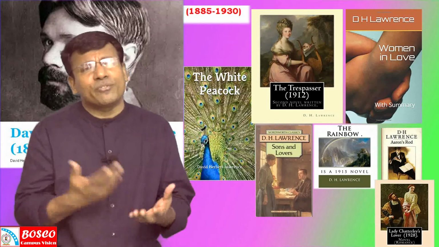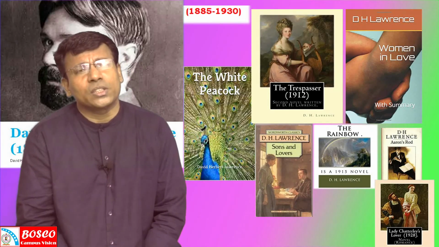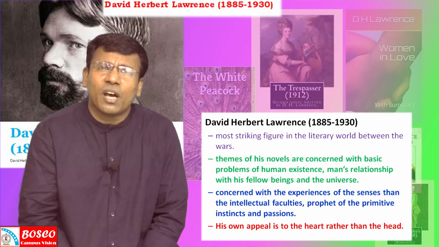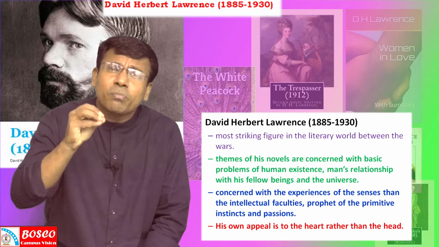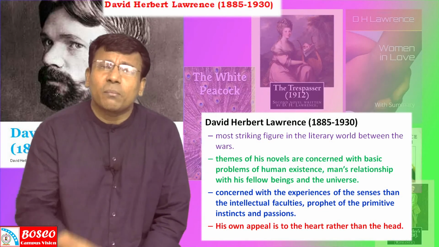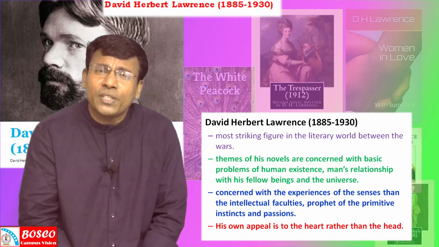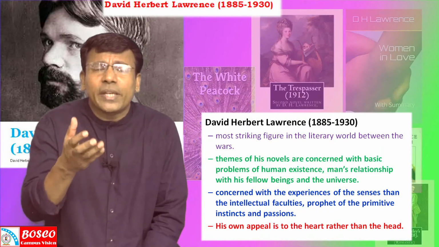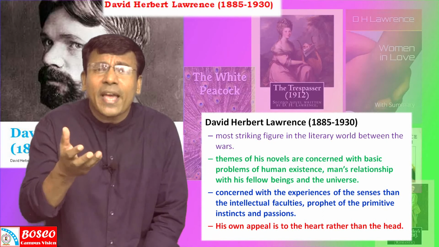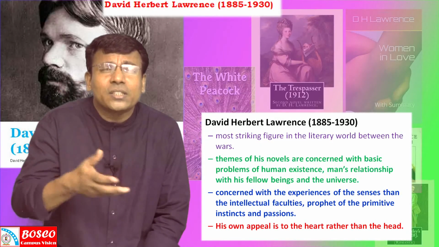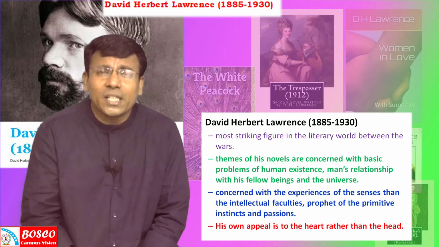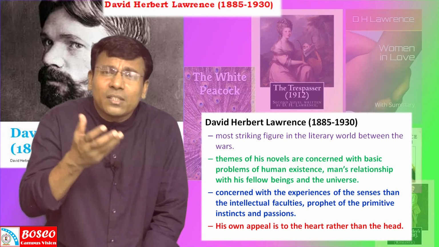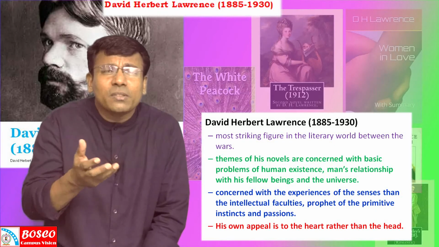Now what were some of the features of the novels of D.H. Lawrence? The themes of the novels of D.H. Lawrence are concerned with the basic problems of human existence, man's relation with his fellow beings and man's relationship with the universe. He is more concerned with the experience of the senses than the intellectual faculties, the sensual rather than the intellectual. The most important feeling is sexual relationship, and this relationship is given a sacred tone.